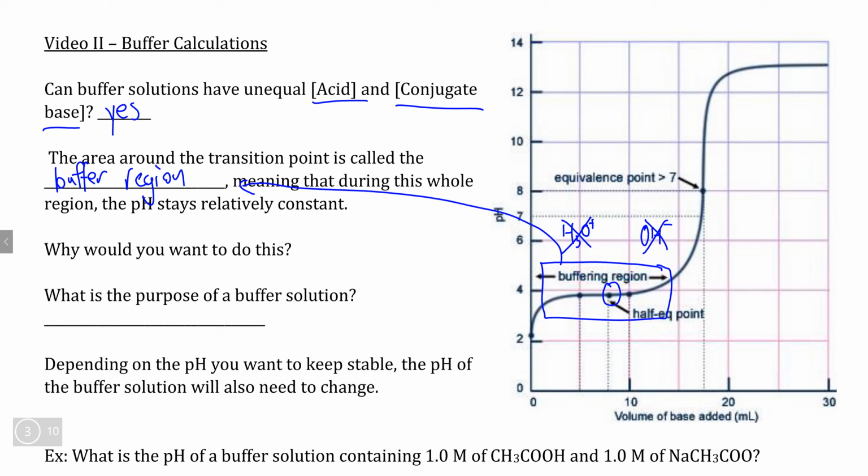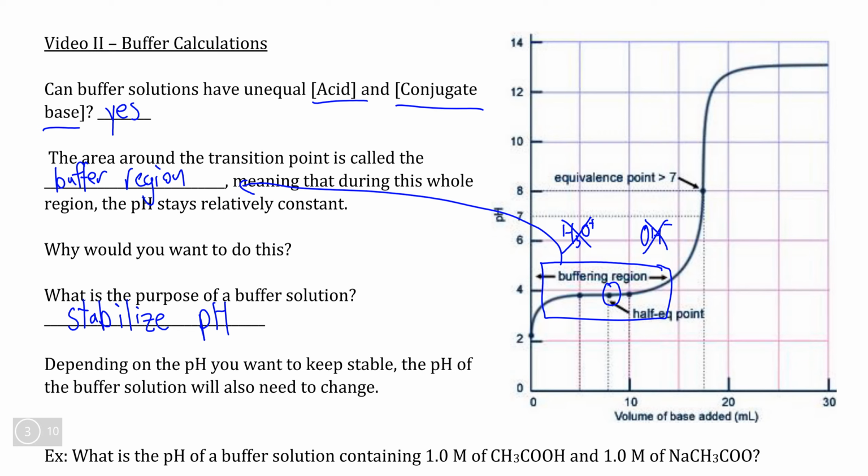Now, the reason why we would want a buffer solution that doesn't necessarily have the same pH as the transition point is relatively simple. The point of buffer solutions is to prevent pH change from being significant. For example, the human body is filled with many different buffer solutions that all keep the pH of the human body around 7. Why 7? Because 70 to 75% of the human body is made of water.